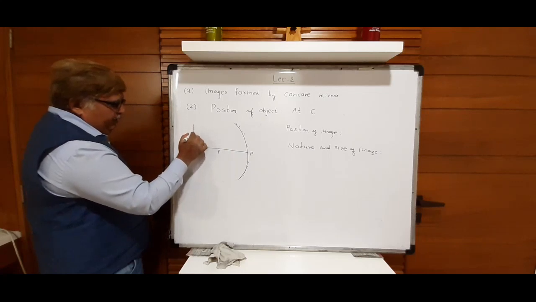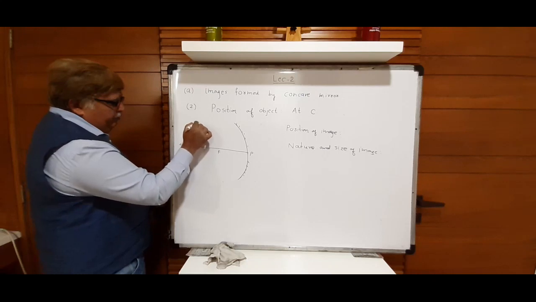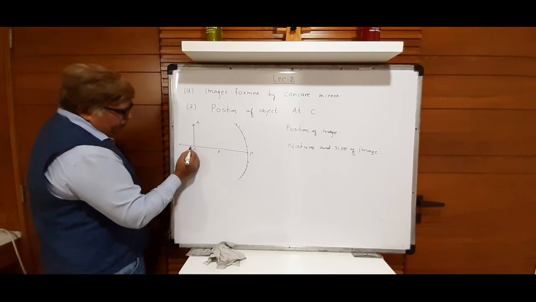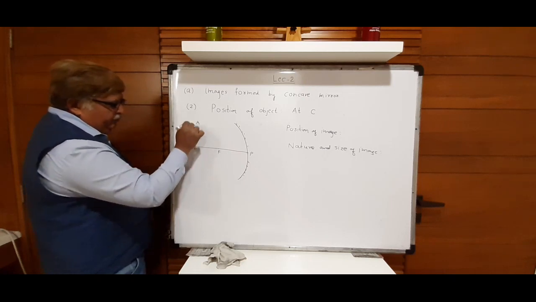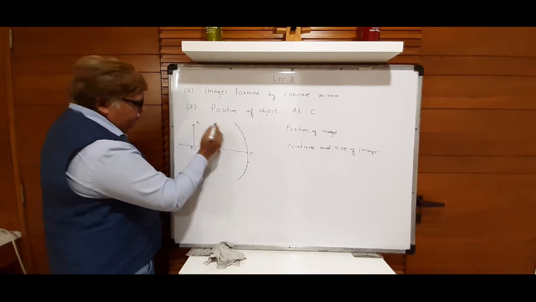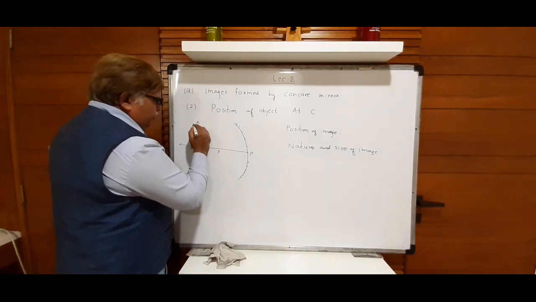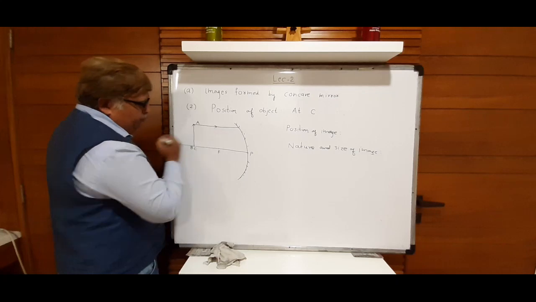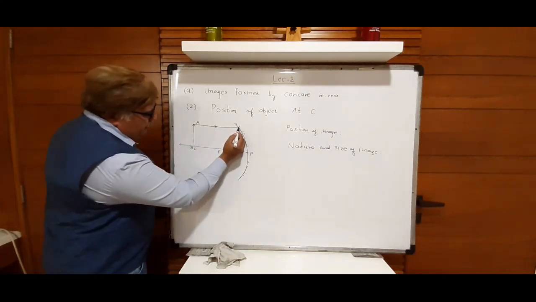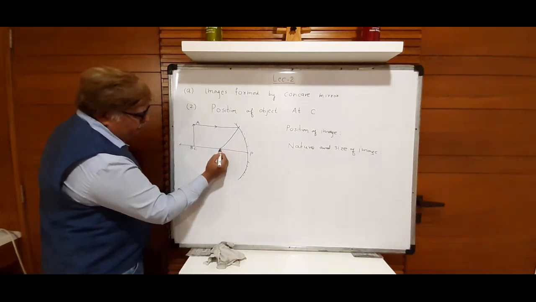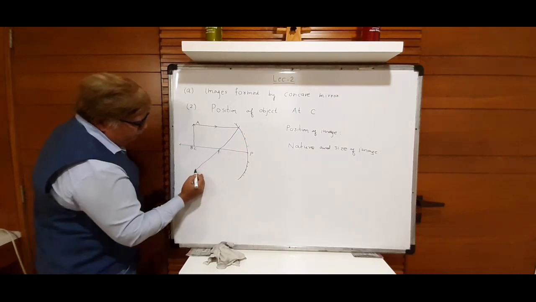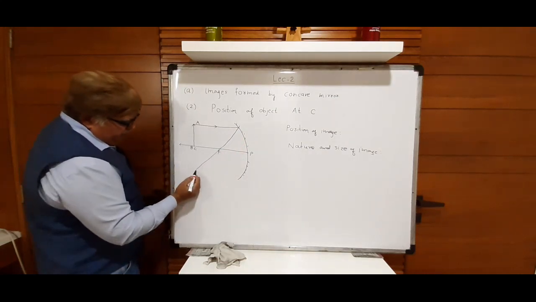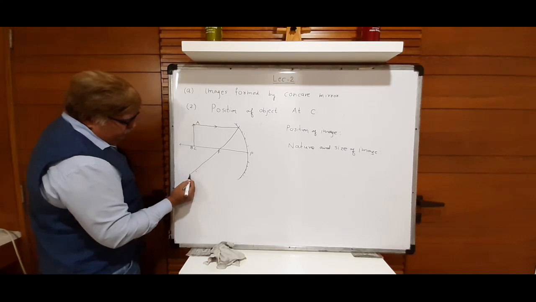Object is kept, you should draw with me, at center of curvature. AB is the object. We have placed the object at center of curvature. First ray, parallel to principal axis, will after reflection pass through focus. Here let me extend this ray a little bit.